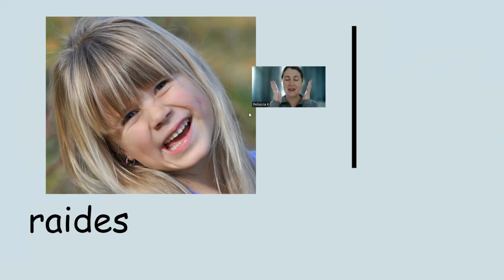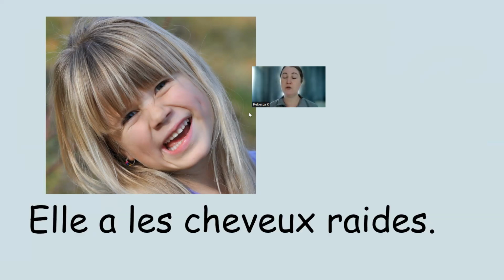Let's do another one. So our adjective describing the hair, raide, straight. Say it with me, raide. Elle a les cheveux raides. She has straight hair. Right. I'm gonna break this down into 3 parts. Elle a. It's your first part, number 1. Elle a. What does it mean? She has.